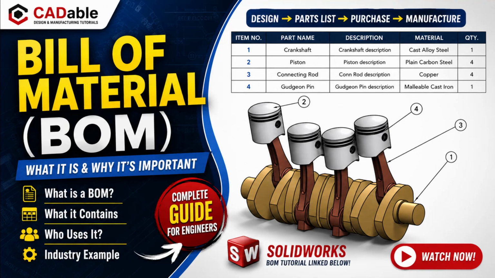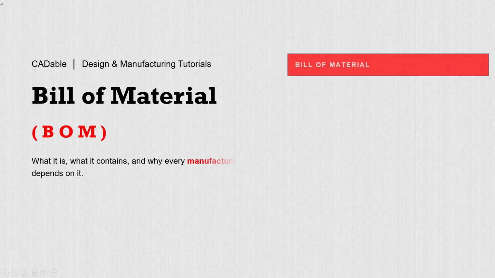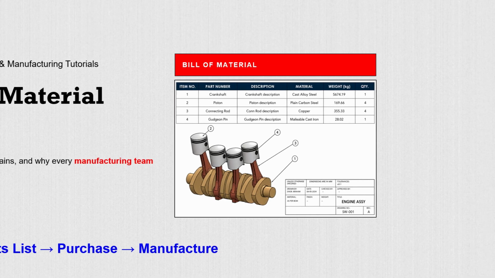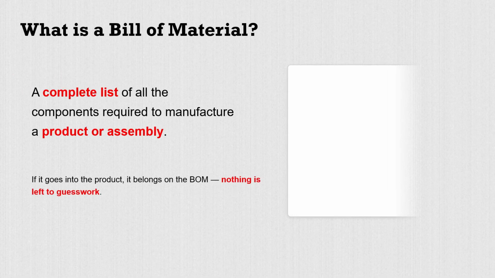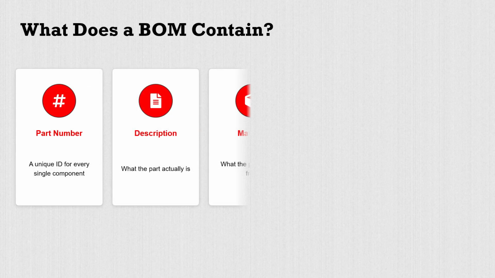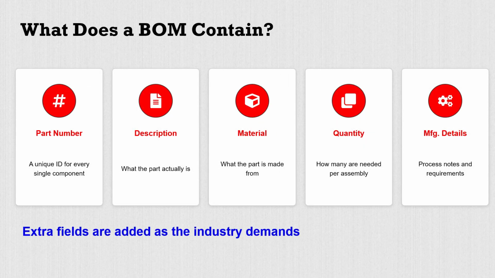This is Engineer Ibrahim Umar, and in this short tutorial we will learn what a bill of material or BOM is and why it is important in the industry. So bill of material is a complete list of all the components required to manufacture a product or assembly. It contains important information such as part numbers, descriptions, material, number of quantity, and other manufacturing details.